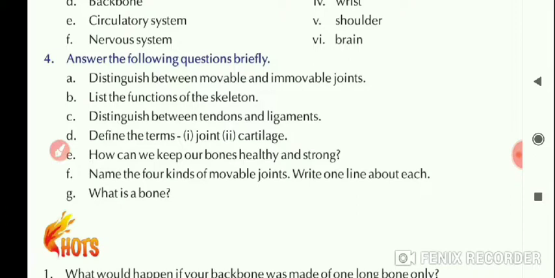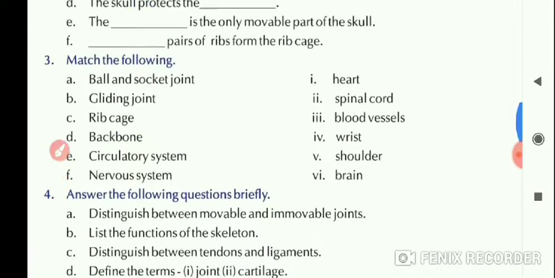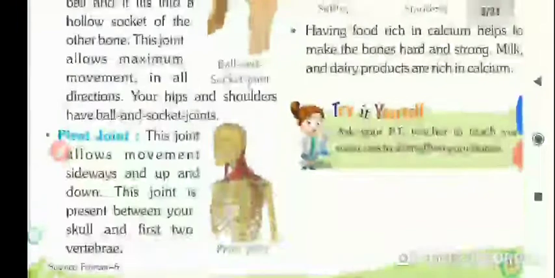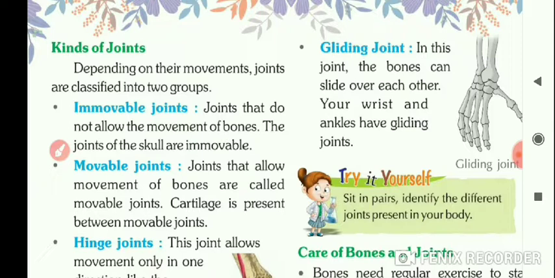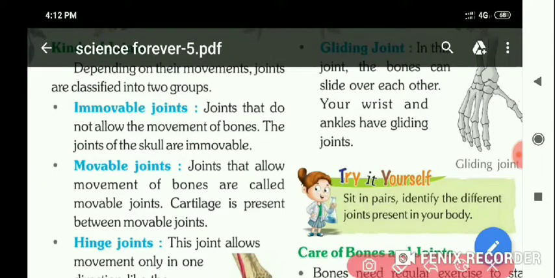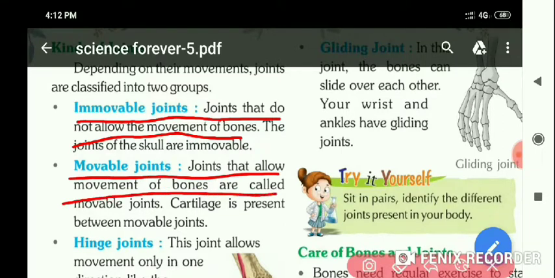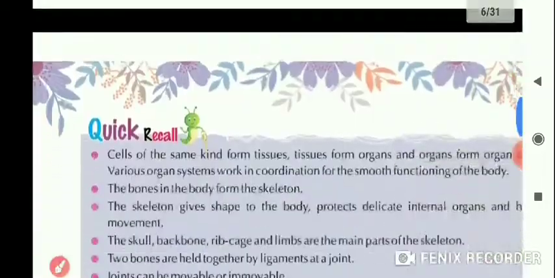Okay, so for this answer, move to page number 17. See, so you have to write down immovable joints, joints that do not allow the movement of bones. Movable joints, joints that allow movement of bones are called movable joints. So this is answer for part A.